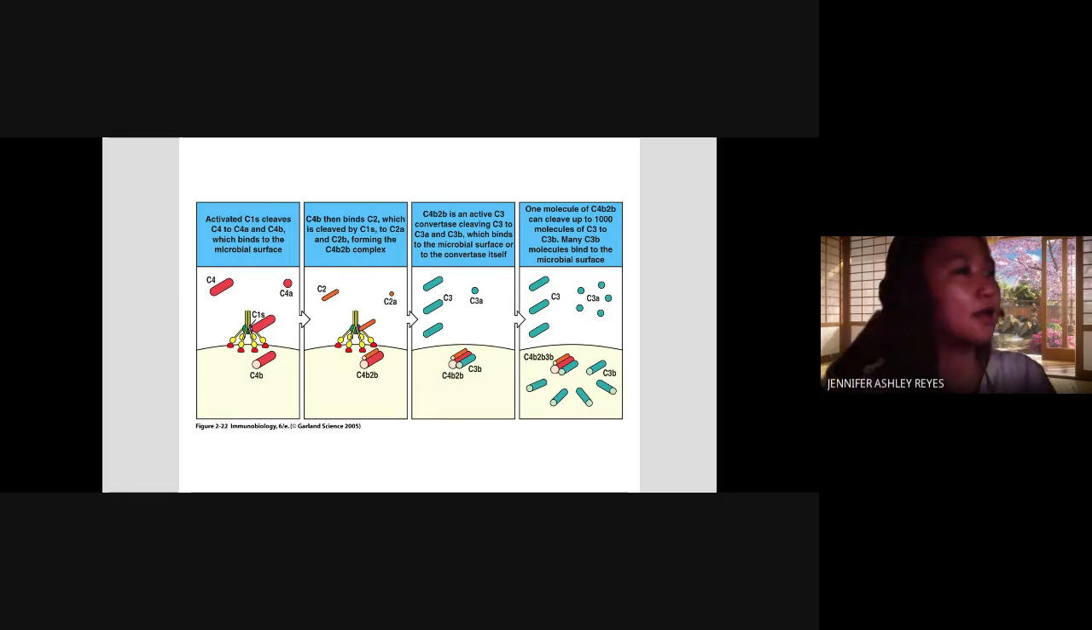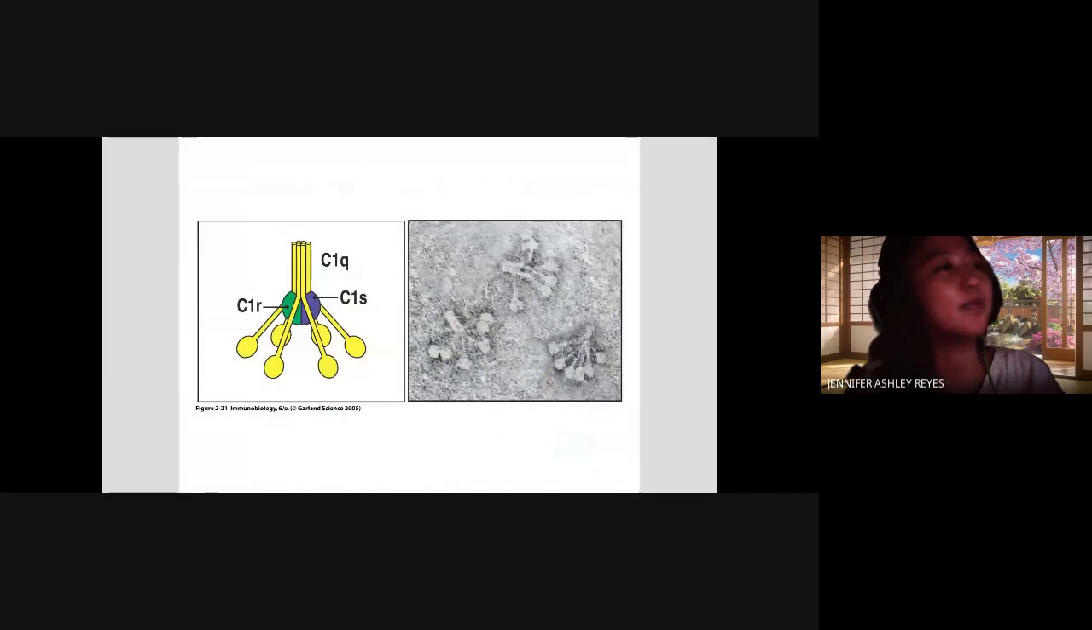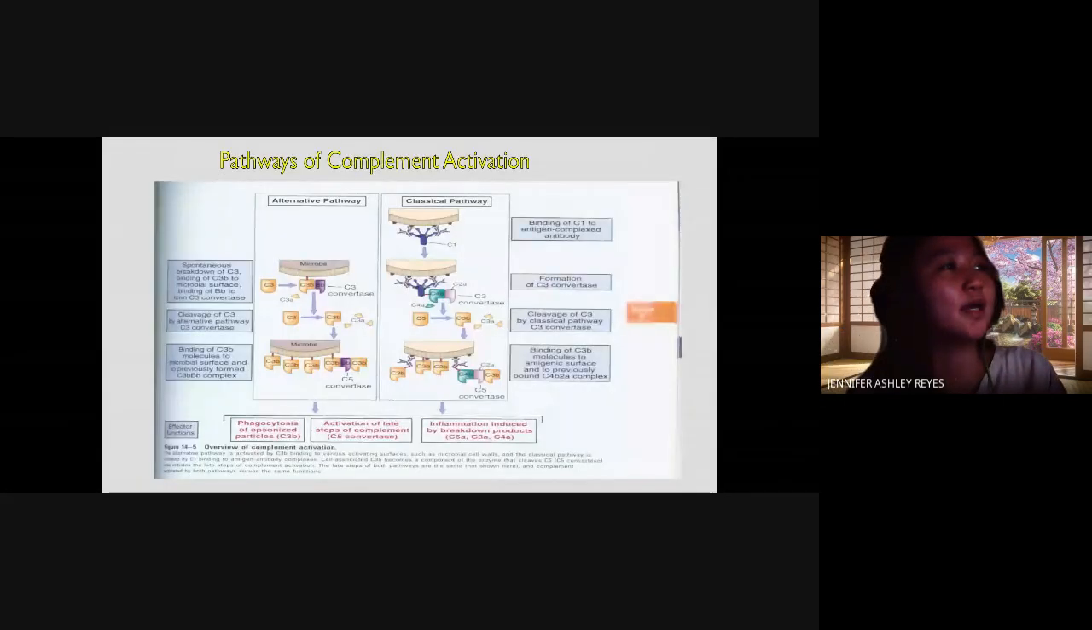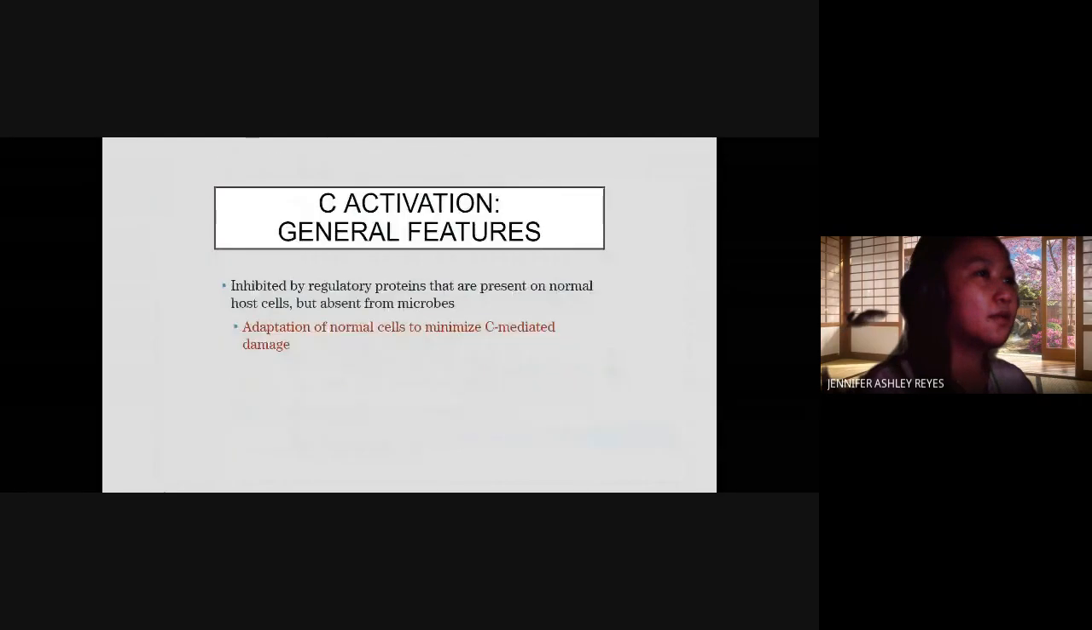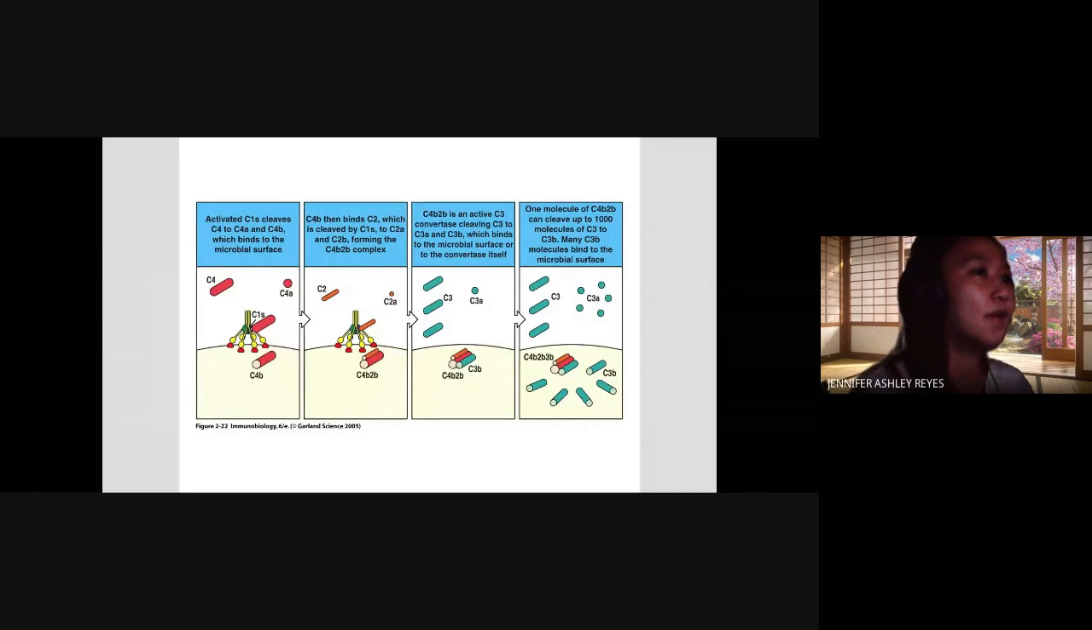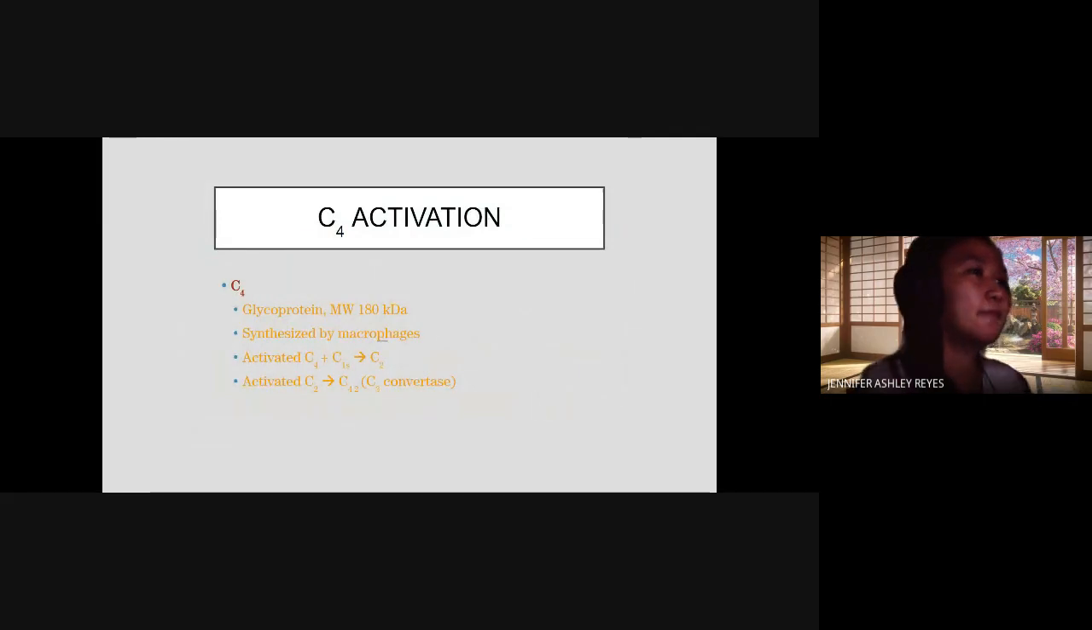Wait lang ha. Parang iba ito na illustration. Okay, sige. C4b, 2a. 2a ito dapat. Bakit ito 2b? Sige. C4b2a ang C3 convertase ha.